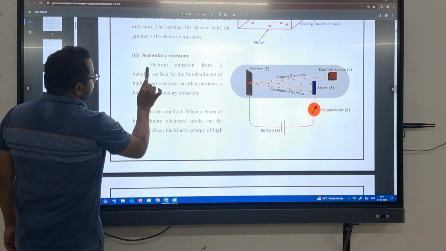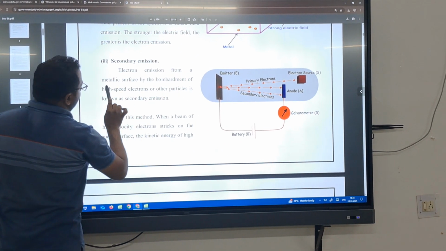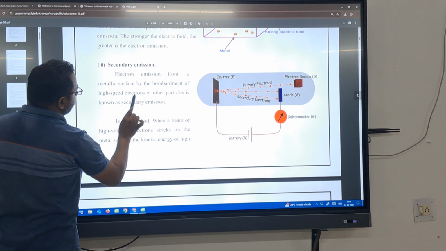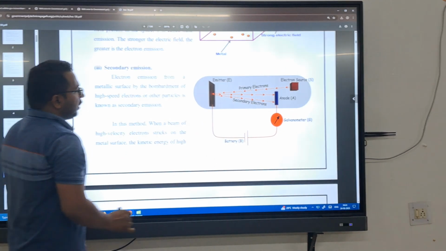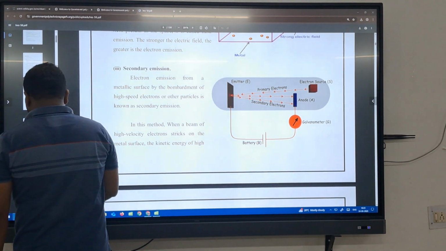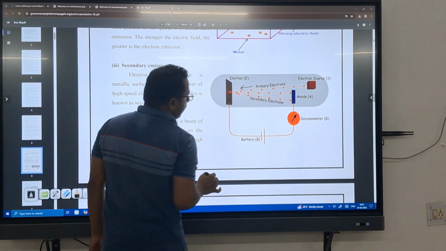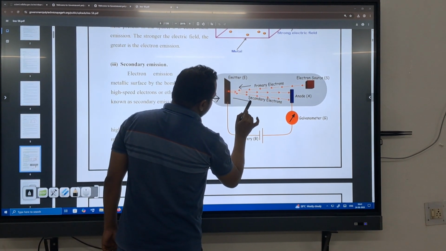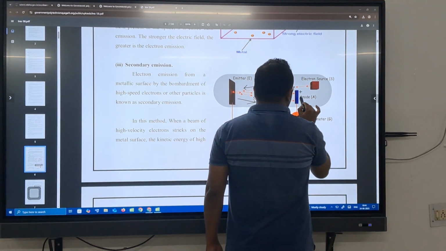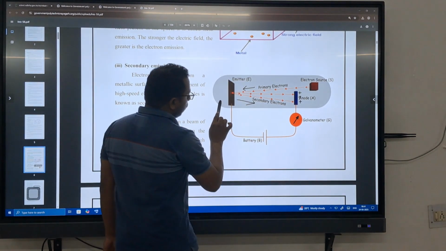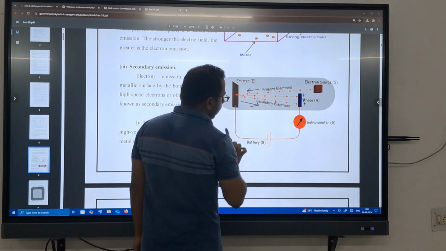In secondary emission, electron emission from a metal surface by bombardment of high speed electrons or other particles is known as secondary emission. This electron is known as the primary electron, and the emitted electron is the secondary electron. And this is a positive plate. When the electrons are emitted from the surface, all electrons are attracted to the plate. They start flowing.